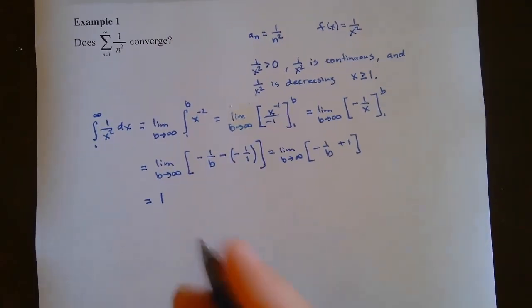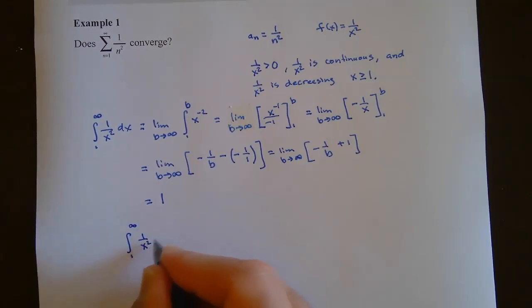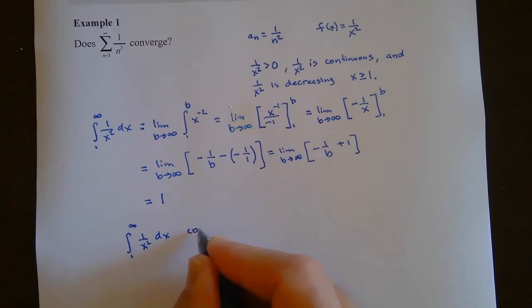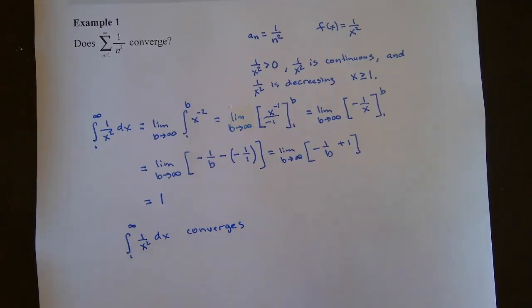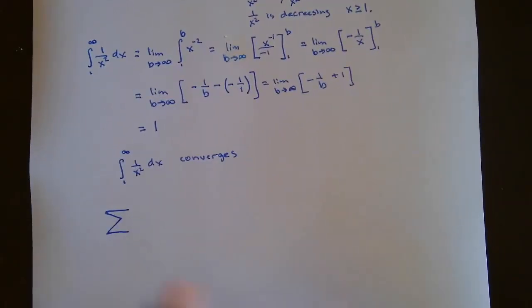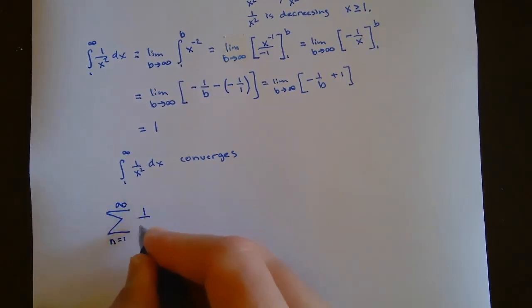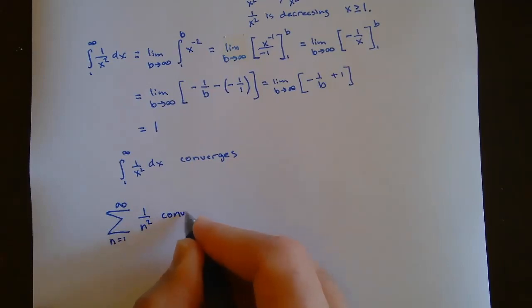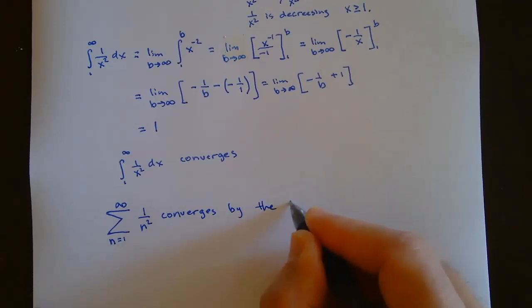Okay, now what does that tell us? That tells us that the integral from 1 to infinity of 1 over x squared dx converges because we've got a number value out of it. And then by the integral test, we now know that the series must also converge. Okay, so we'd say the sum from n equals 1 to infinity of 1 over n squared converges by the integral test.